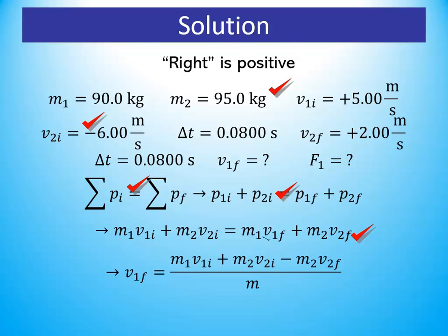And then I solved for my unknown variable. I'm trying to find the final velocity of player 1, the 90-kilogram player. So I need to subtract M2 V2 final from both sides. So I did that. And after doing that, I divided by M1 to solve for the final velocity of player 1. In fact, if I wanted to be cute, I could carry this out and say V1 final equals V1 initial plus M2 over M1 V2 initial minus M2 over M1 V2 final. But I found no need to do that.